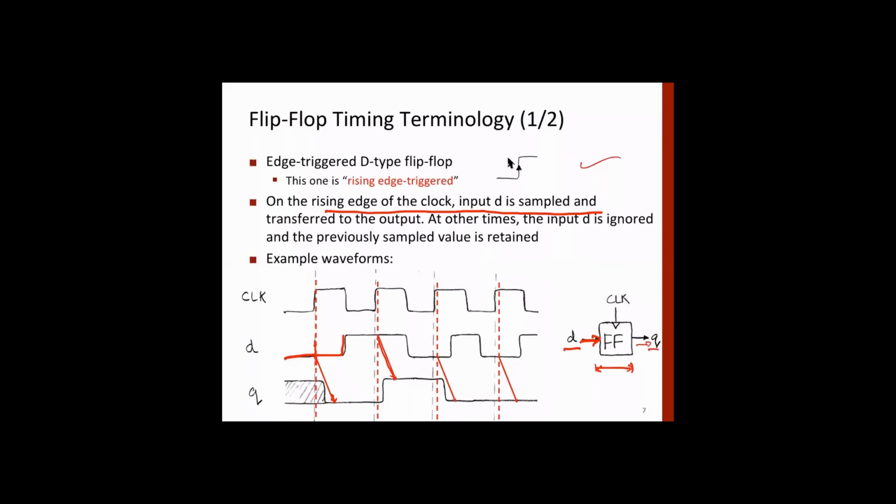All right, is it clear? Shall I repeat? All right, so it means that D, which is coming at input, is to be considered only at the rising edge, and all other times it is ignored.